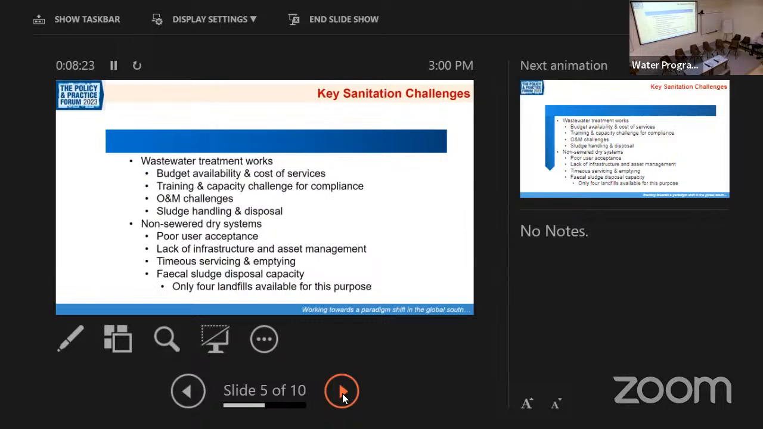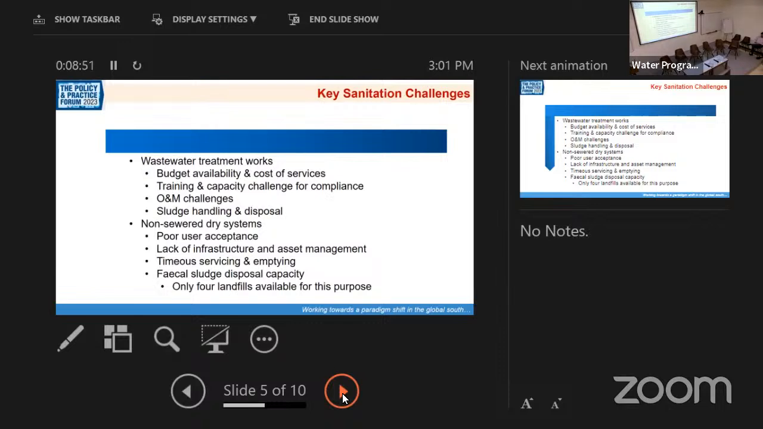We have got poor user acceptance, particularly for our dry sanitation, which is our non-sewered dry systems. And this is not the current technologies that we are moving towards, but this is what's currently been implemented. There's also poor infrastructure management as well as asset management, whether it's dewatering of the sludge and where the sludge would be disposed, whether the wastewater treatment works are effective, though that is a poor infrastructure.